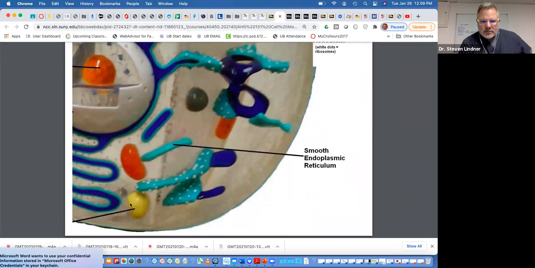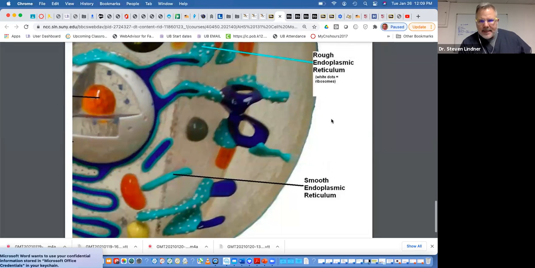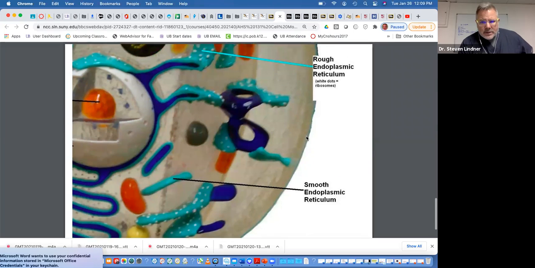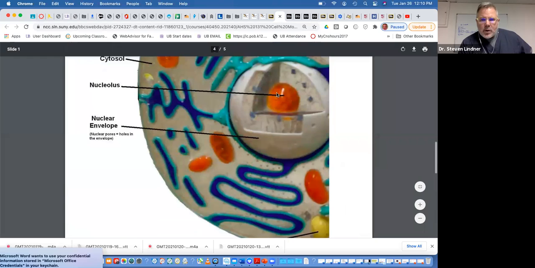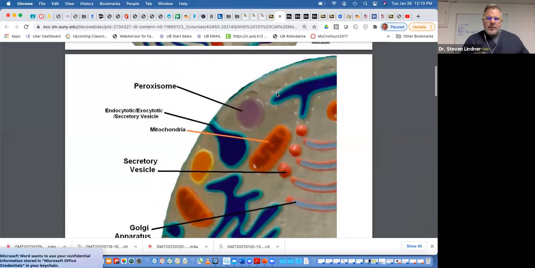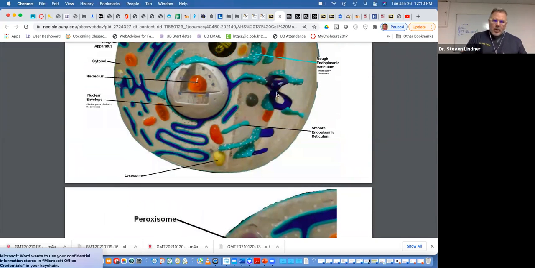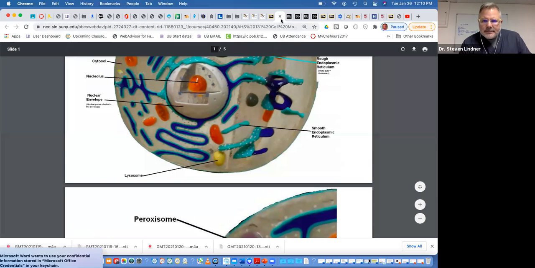Here's the yellow lysosome once again. The gray one here would be a peroxisome. Okay. Out here is the cell membrane or the plasma membrane, or some refer to it as the cell wall. Okay, so make sure you review the cell, the organelles, structure, and function.